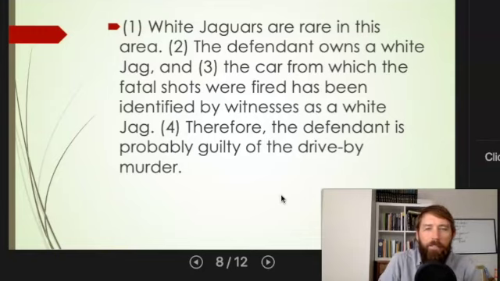We've got to connect the defendant to the car. And that's what number 2 does. It connects the defendant to the car. So none of these premises support the conclusion by themselves. We need each premise to support the conclusion.